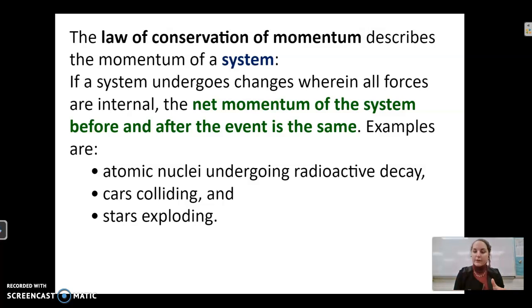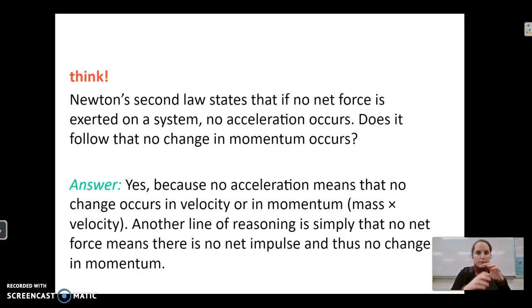So another examples of this are atomic nuclei undergoing radioactive decay. Again, that's kind of big. We're going to be talking about that way in the future from now. Car collisions and stars exploding. Okay, so this is when all of your forces are internal to your system. And again, your system can contain different objects, just like our cannon and cannonball, but the forces are all internal to your system there.